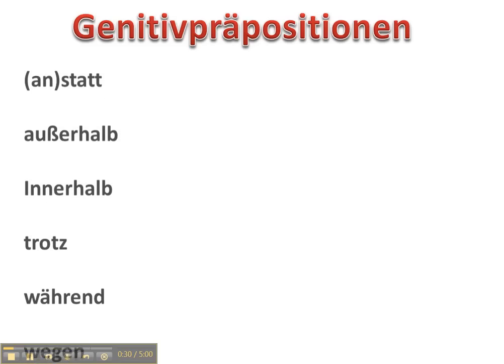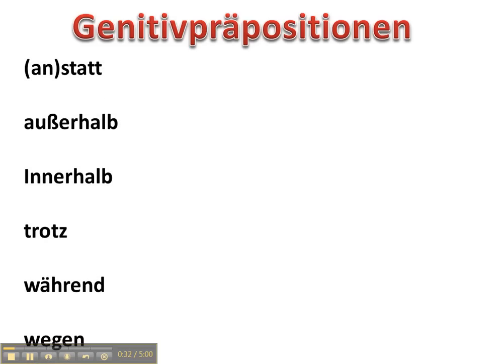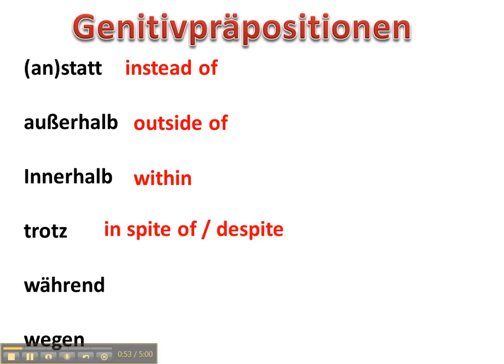So, we have already talked about the genitive, but if you haven't seen that video, please go back and look at it. It will help you to understand this a little bit. There are prepositions that are always genitive case. Just like you have prepositions that are always accusative and always dative, you have prepositions that are always genitive. These are anstatt or statt, which is instead of, außerhalb or outside of, innerhalb, within, trotz, in spite of or despite, während, during or while, and wegen, because of.